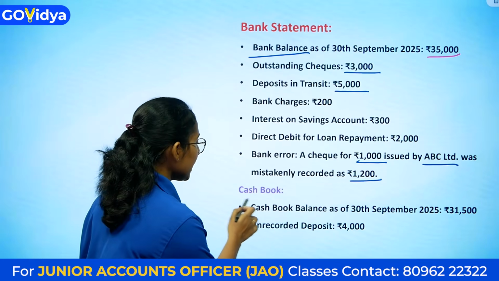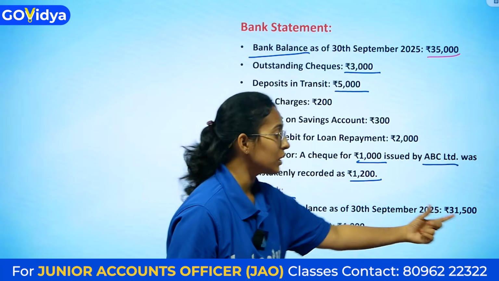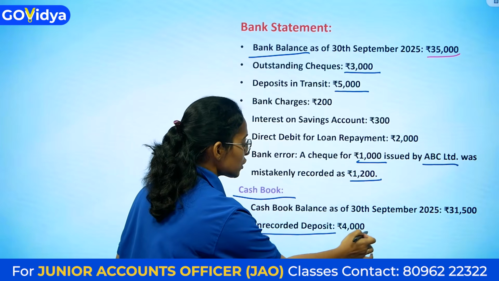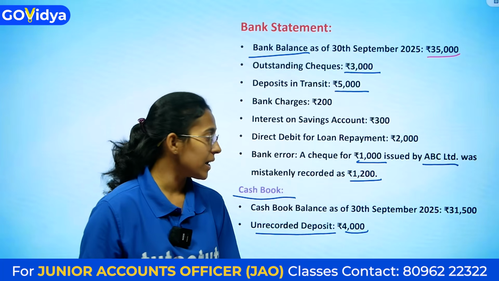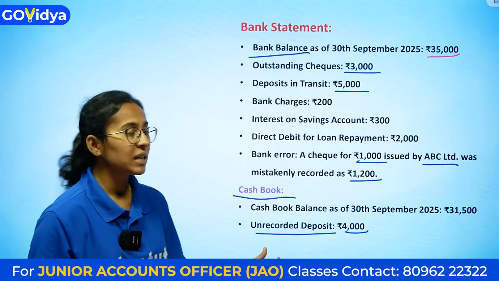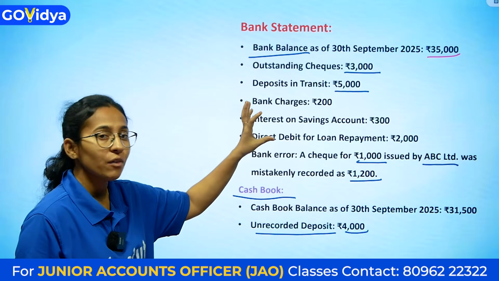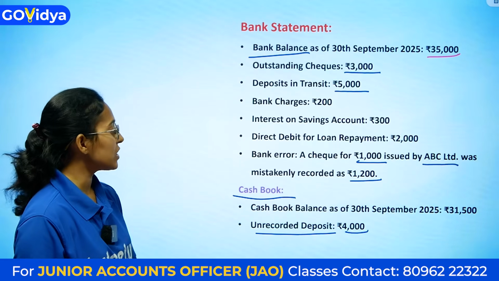Now, as per the cash book, the balance as on 30th September is 31,500. Unrecorded deposit, that means 4,000. Unrecorded deposit means it is not recorded in the cash book. Clear? So this is the statement and the cash book, which we have received. Now we are going to prepare the BRS, the bank reconciliation statement.